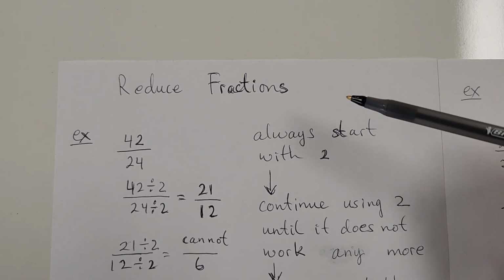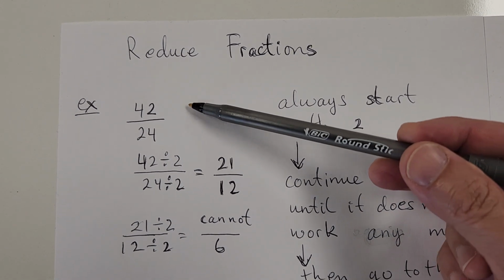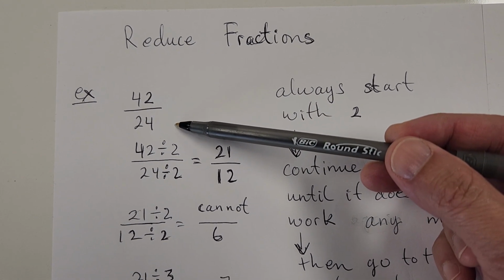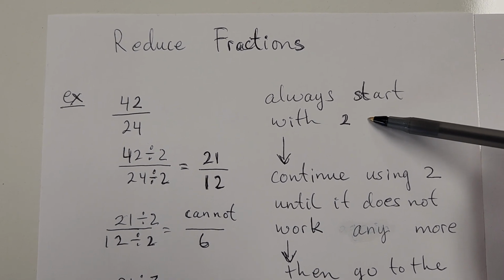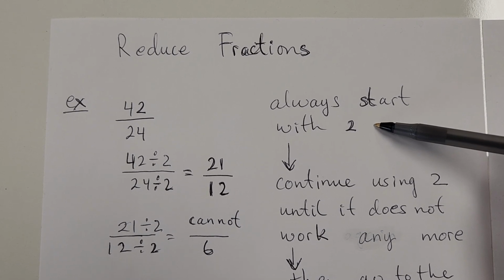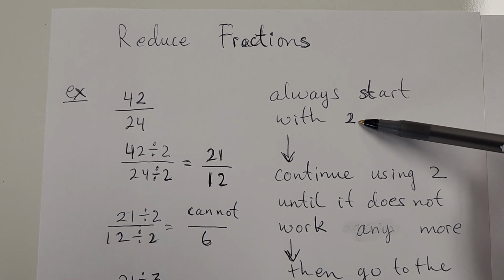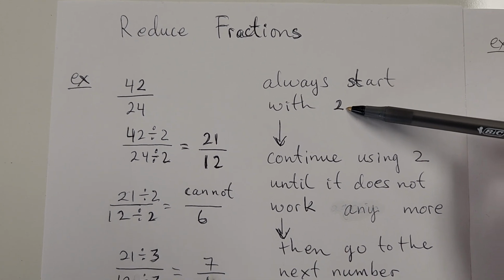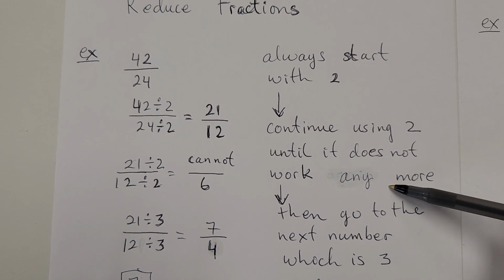This lesson is on reduced fractions. Here we have an example, 42 over 24. When you reduce fractions, always start with 2. Do not start with negative numbers. Do not start with 0. Do not start with 1. Always start with 2. Use 2 and continue to use 2 until it's no longer used.